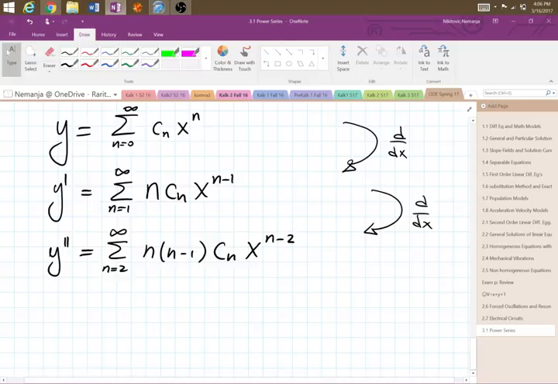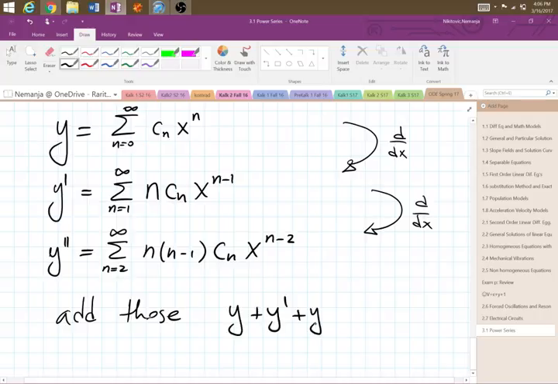Shift the counter. Because let's say I just want to add those. All right. So I just want to go y plus y prime plus y double prime. All of this will eventually have constant coefficients in front, different functions in front, right? We'll have to massage all of that together. But right now, all I want to do is add these.